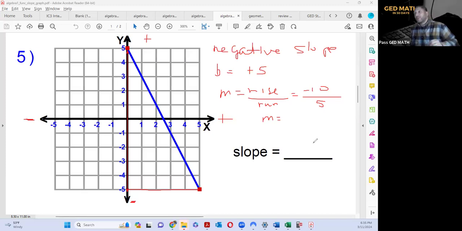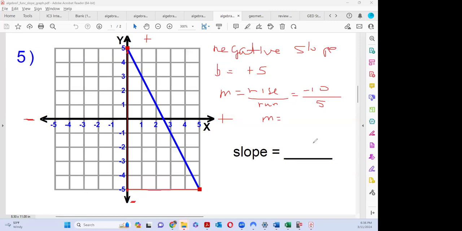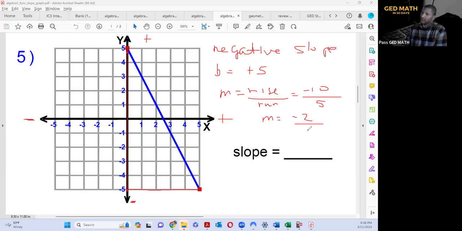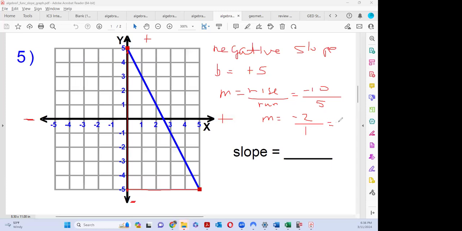Okay, let me ask you this. What's the greatest common factor? What's the biggest number that can go into 5 and the 10? 5. How many times does 5 go into 10? Twice. How many times can 5 go into 5? Once. Negative 2 over 1 is the same as what?